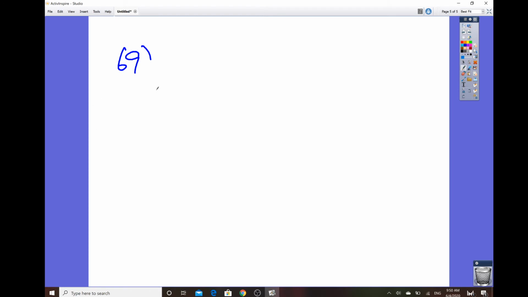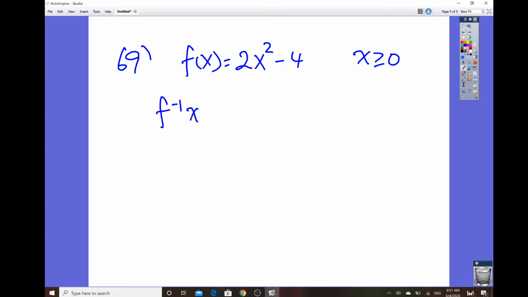So this one is given with f of x. It's a quadratic function, 2x squared minus 4, for x greater than or equal to 0. And now you want to find the derivative of the inverse function. So you want to do the inverse and then the derivative.